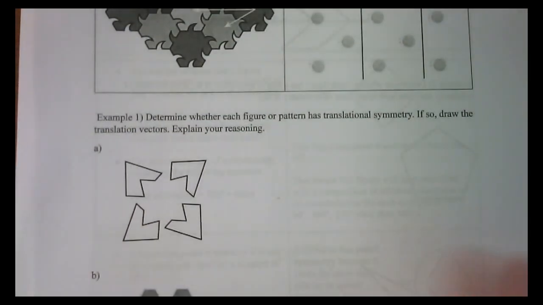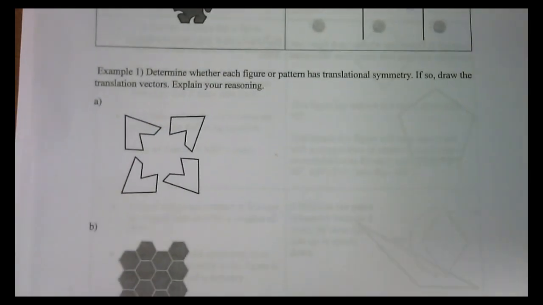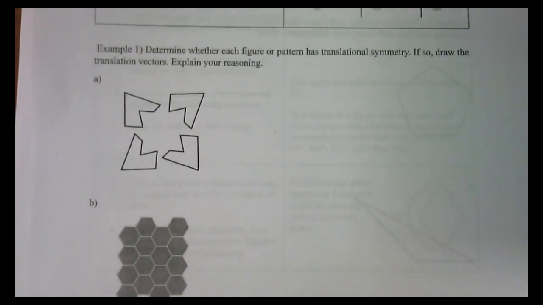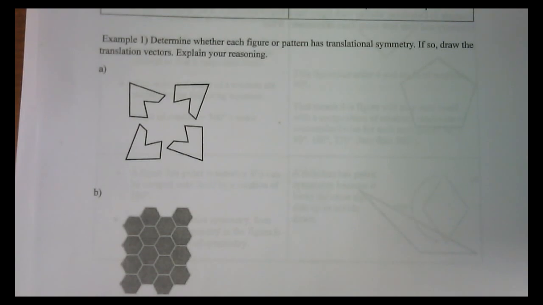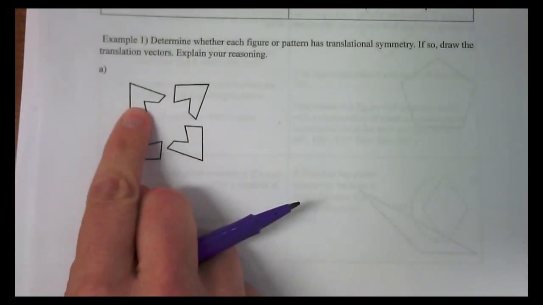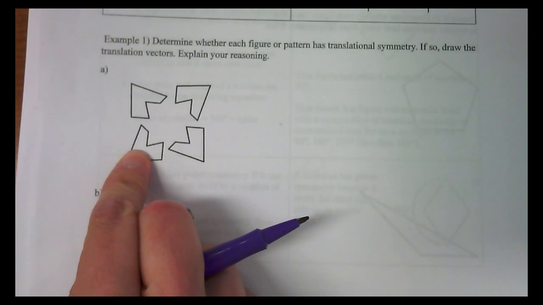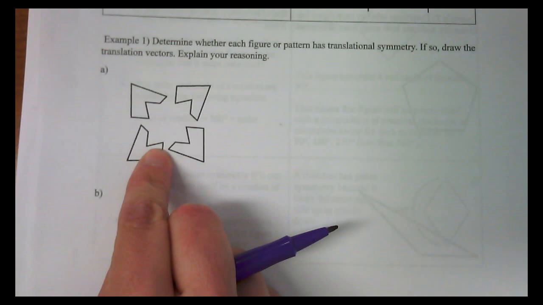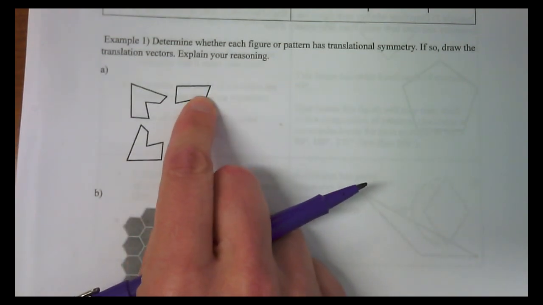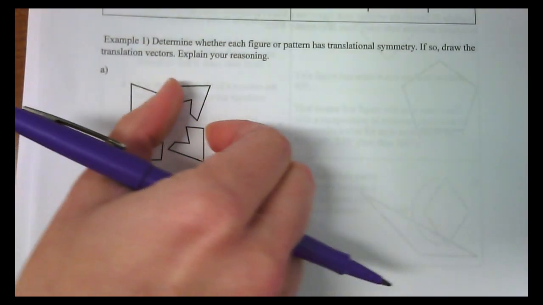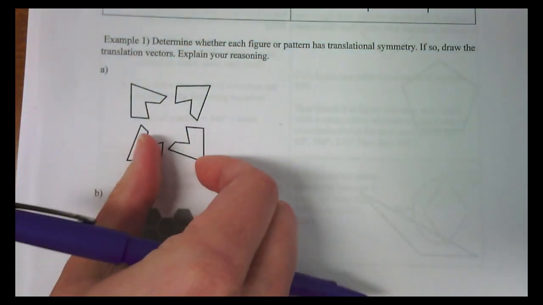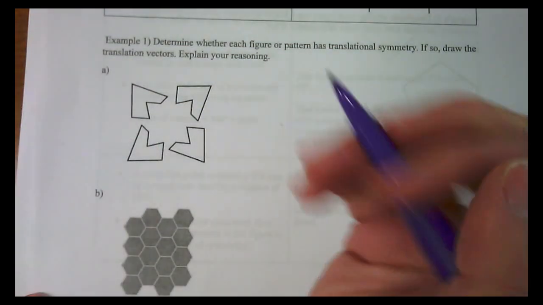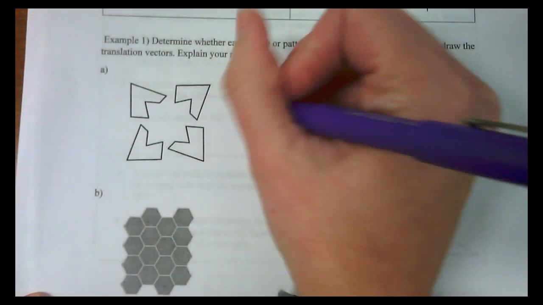So in these examples, it says determine whether each figure or pattern has translational symmetry. If so, draw the translation vectors. Explain your reasoning. So we're wanting to look at, can I take one of these shapes and just slide it over and get the other one? So this is not going to be translational because I can't just take the shape and slide it over and get this one. I'd have to also do some kind of turn, some kind of rotation, or I'd have to like flip it over. So this is not translational symmetry.